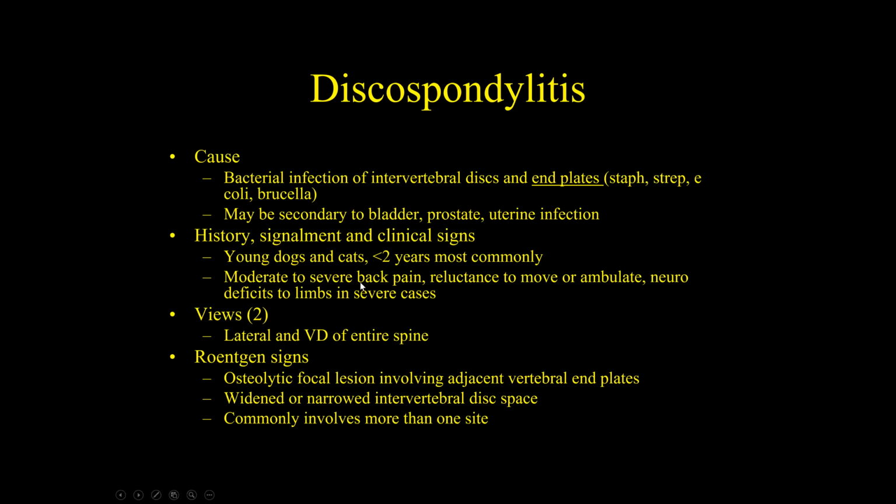Typically, this will happen in one and usually more than one site. So if you see a dog and you suspect a discospondylitis lesion, you should take lateral views at least of the rest of the spine, the cervical spine and the entire TL spine, because a lot of times it'll happen in multiple sites.